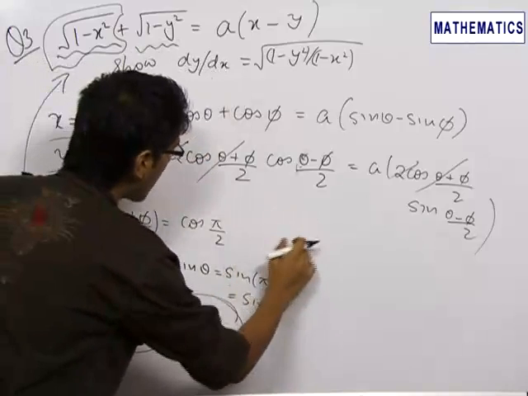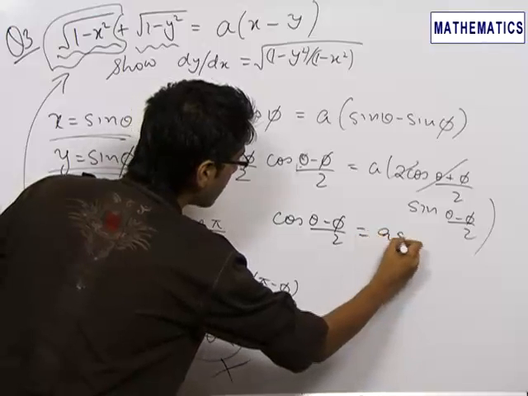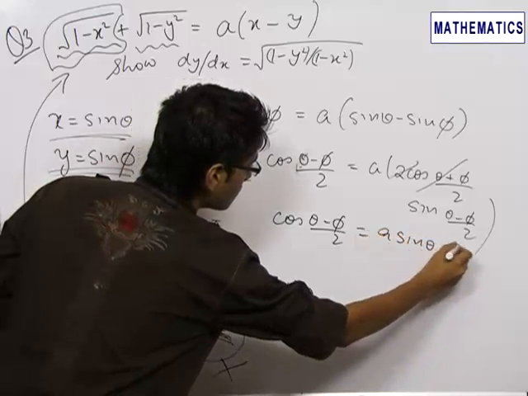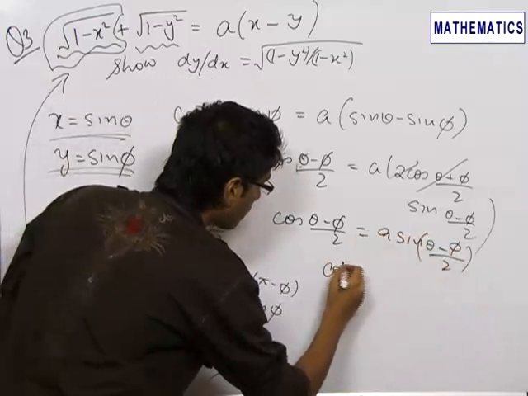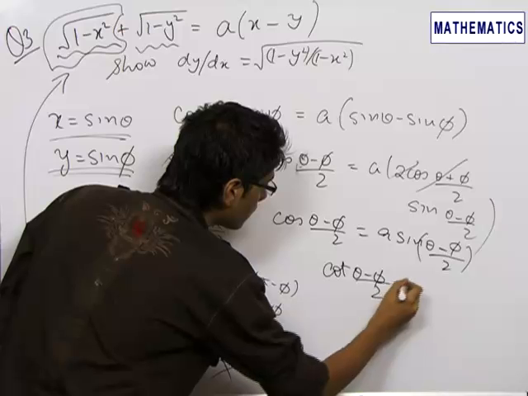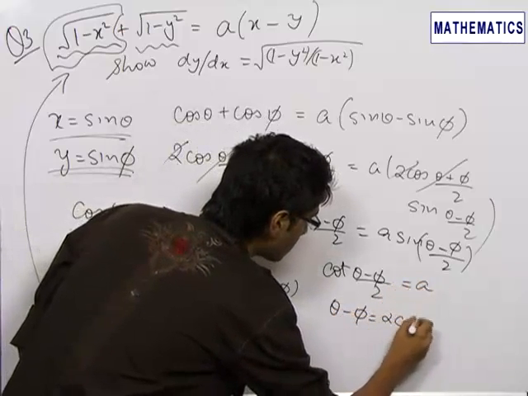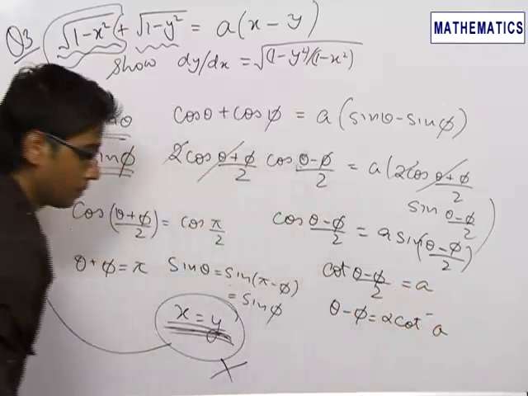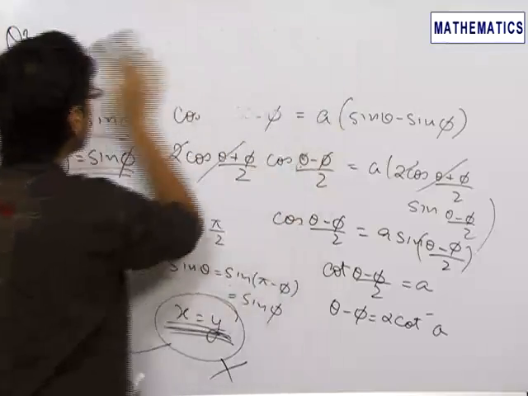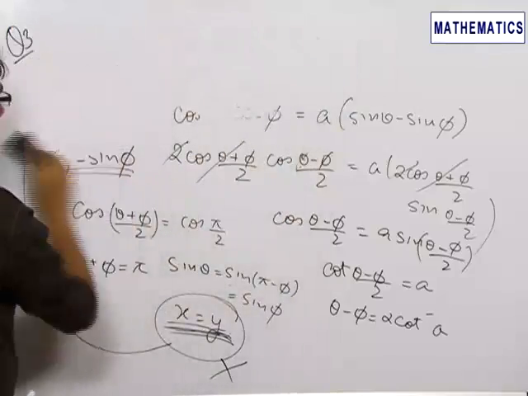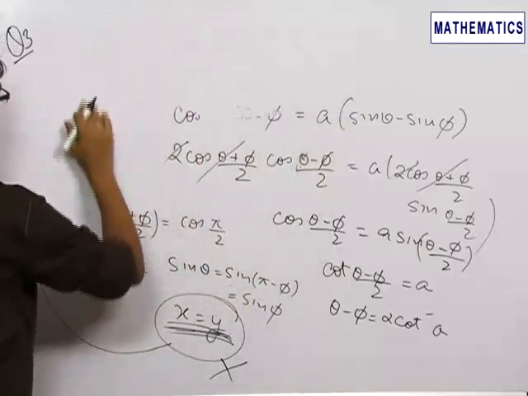So the other solution which we have is cos of (theta minus phi) by 2 equals a times sine of (theta minus phi) by 2. So we get cot of (theta minus phi) by 2 equals a. So theta minus phi equals 2 times cot inverse of a. Now our theta is sine inverse x, as we substituted x equals sine theta, and our sine phi is equal to y. So phi is equal to sine inverse y.